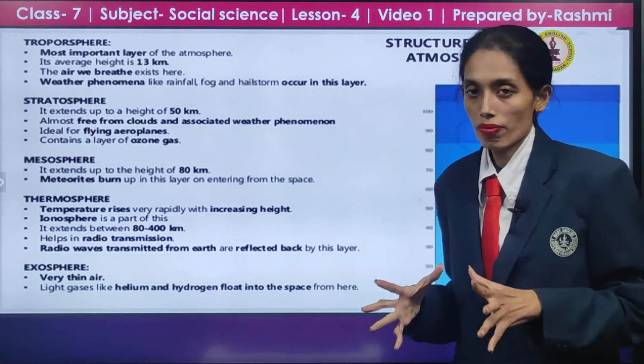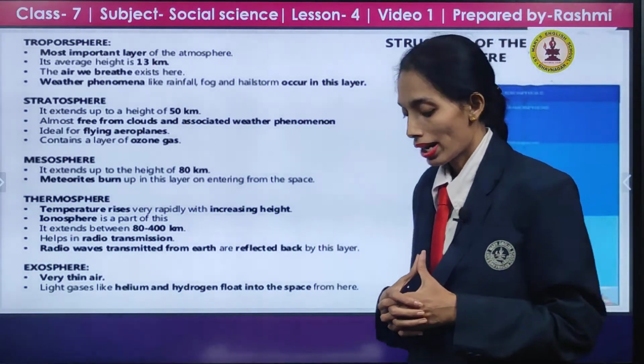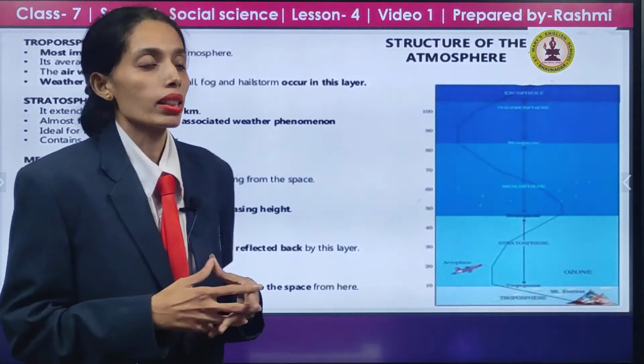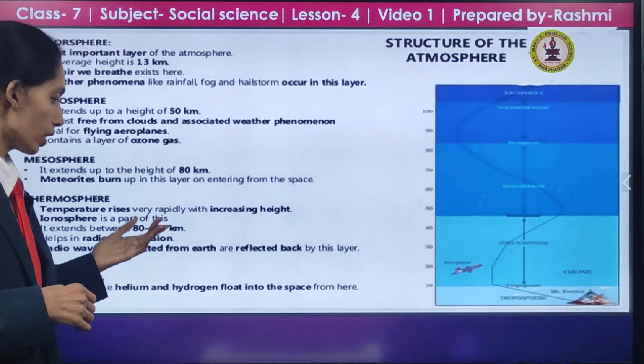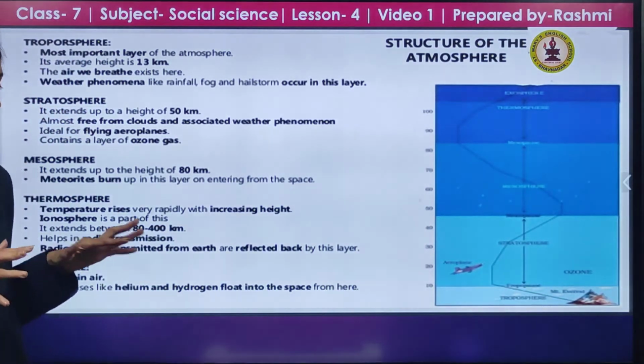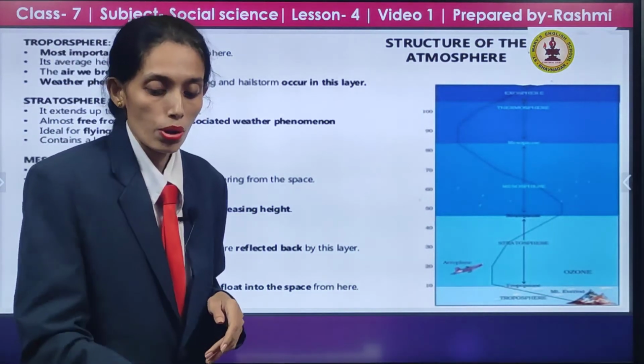Exosphere, the last sphere. There are a total of 5 spheres we saw, children. The last sphere is exosphere. It is very thin. The air there is very thin, and there are gases present like helium and hydrogen that float around in the atmosphere.